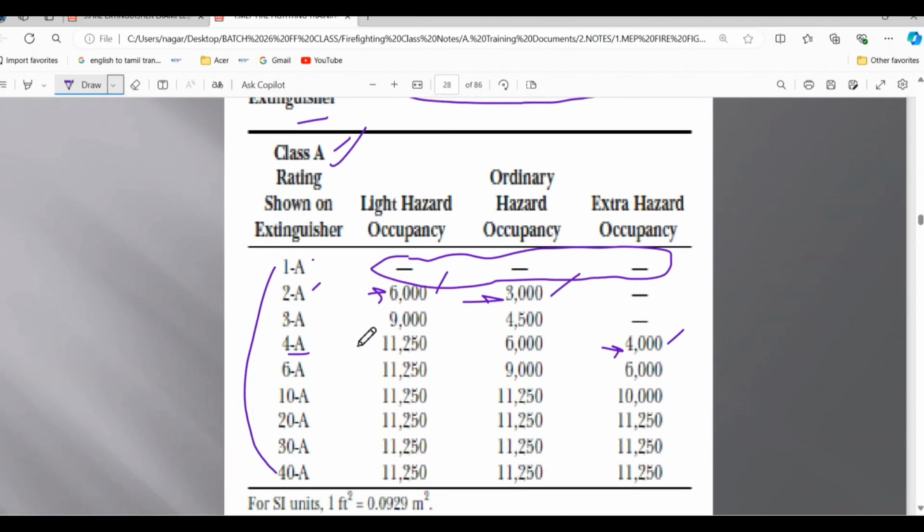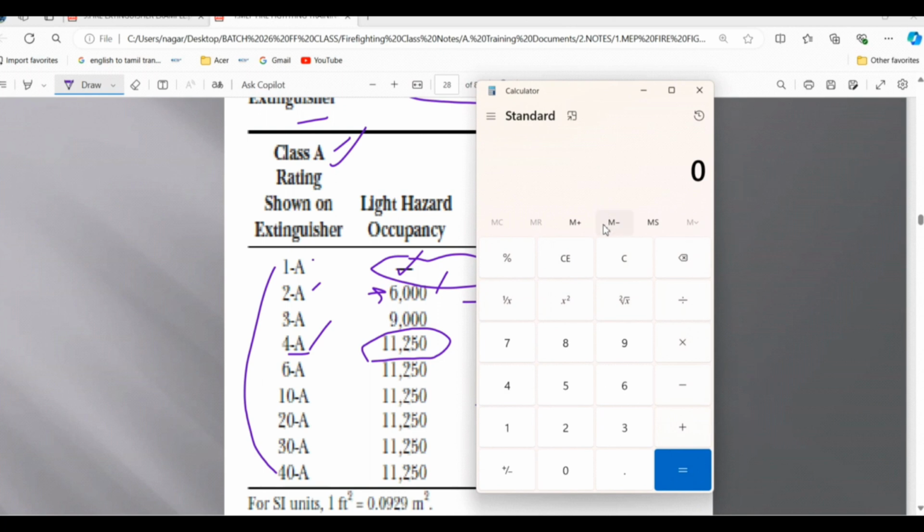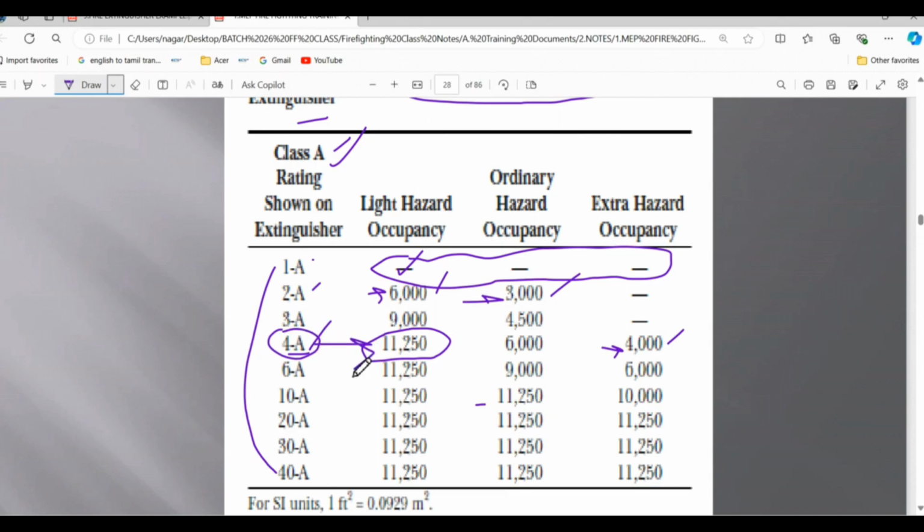So here you can see that the maximum of 11,250 is achieved at 4A for the light hazard. How is 11,250 achieved here? In this hazard, what is 1A? How much area? 3,000 square feet. So 2A means 6,000. So in the earlier chart we saw that the maximum area for any hazard is 11,250. So 11,250 divided by 3,000, the 1A value for light hazard, means 3.75A. So that's why at 4A it will become 11,250.